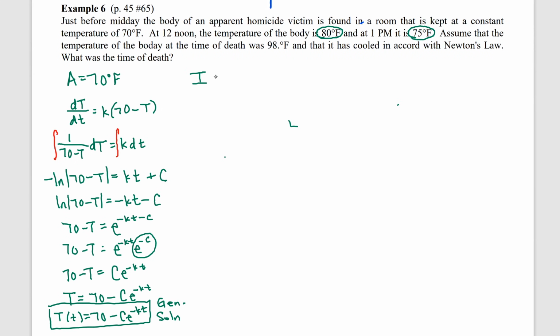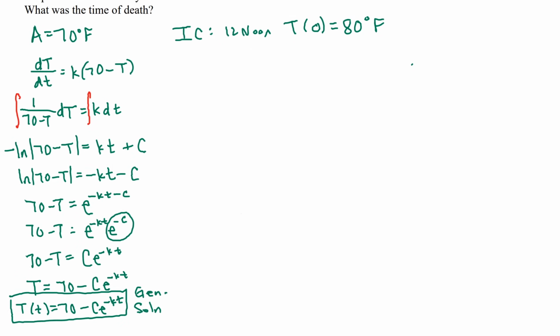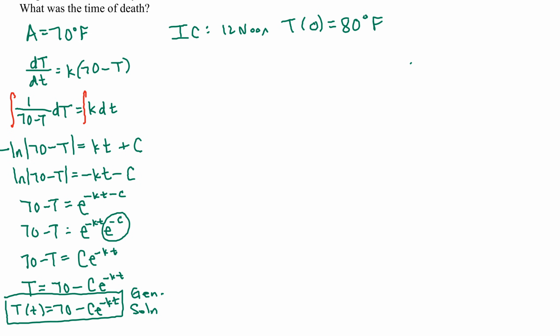At 12 noon, we're going to call this time 0. So at 12 noon, or time 0, we can say the temperature of the body was 80 degrees Fahrenheit. So let's go ahead and plug this into our general solution and see if we can find one of our parameters. Notice we have parameter C and parameter K.